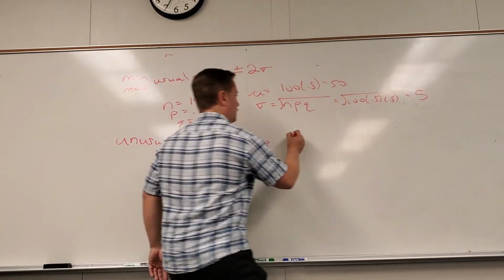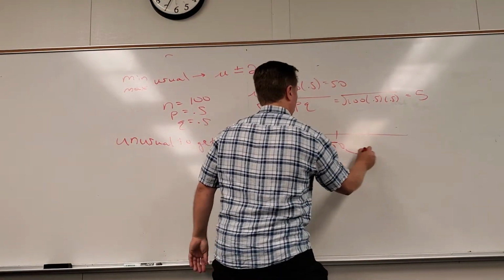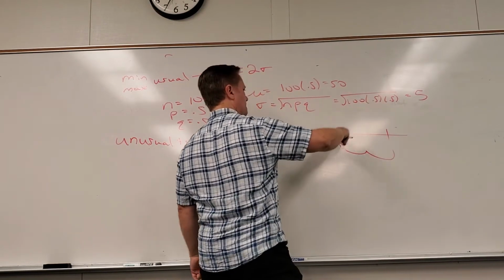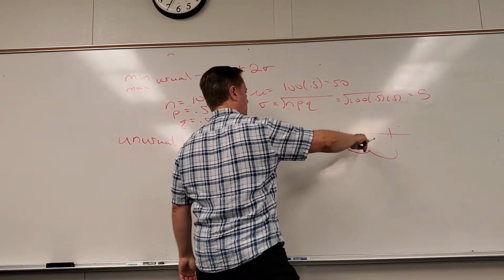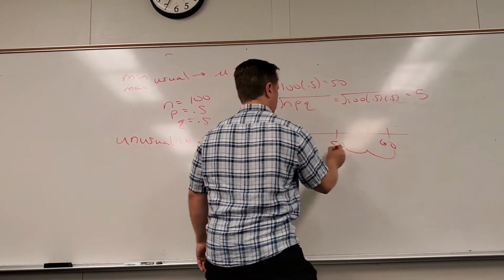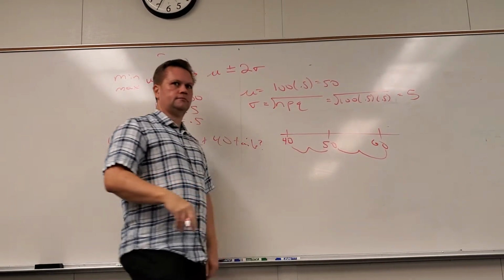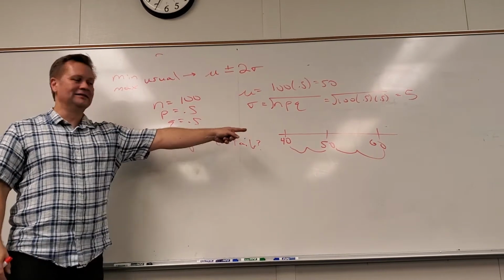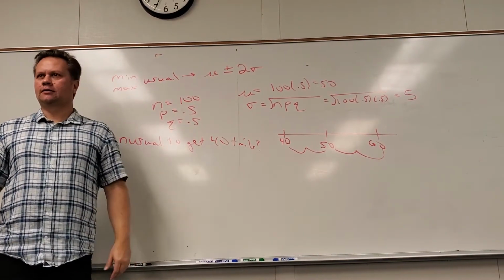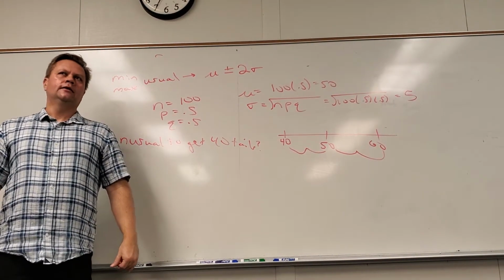So if you wanted to, you can do it visually. Put the mean in the middle. If I go up a couple steps, where am I? Go up 60. Go down a couple steps, where am I? 40. So that is right on the edge. I like it.